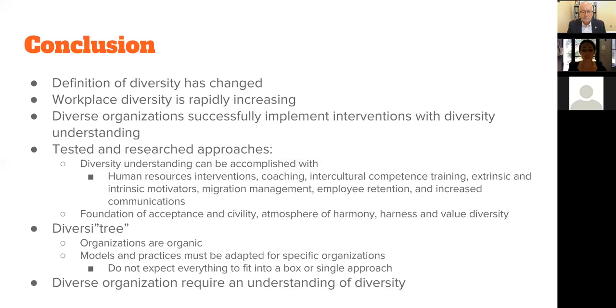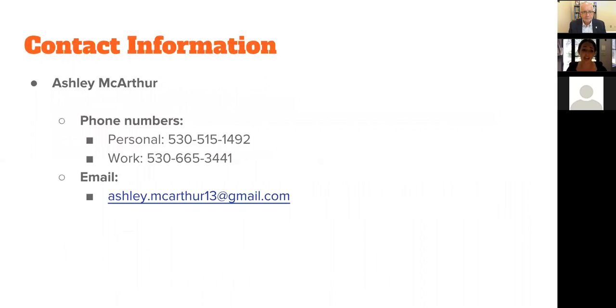And then lastly, diverse organizations require an understanding of diversity, which is my big drive home for this. Again, acceptance, civility, communications. That's what's going to foster that diversity understanding. That's what's going to allow you as an HPT practitioner to see what is needed, the best way to provide it, and whether or not it was effective. And if you trickle that down through your organization and build an organizational culture on that, as I mentioned in the beginning, that's going to go down through the owners, through the managers, through the employees, and down to their families.